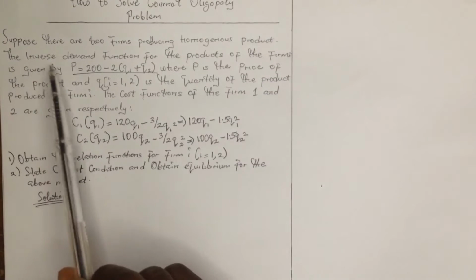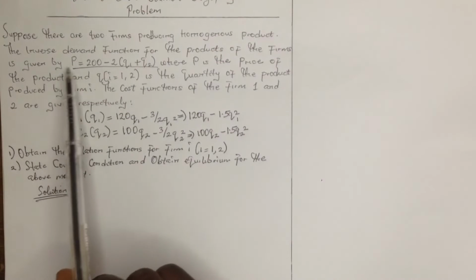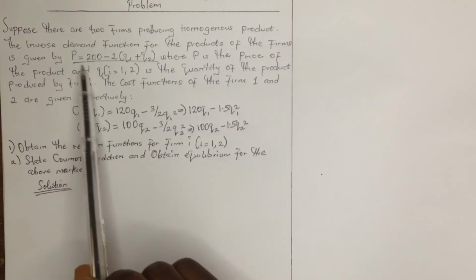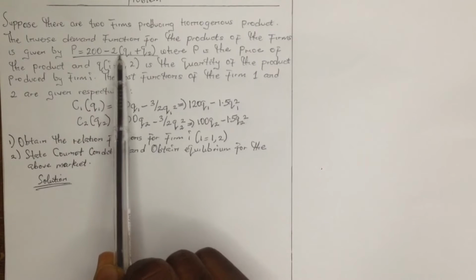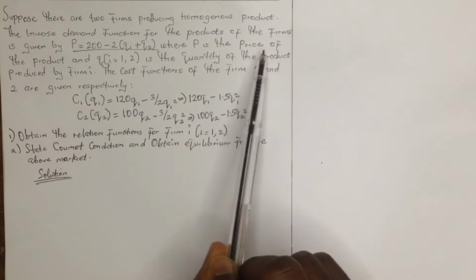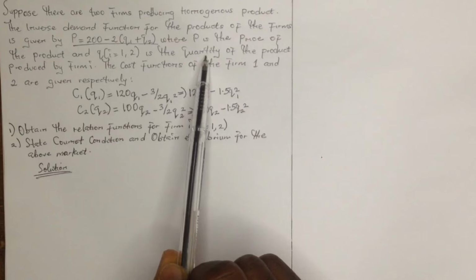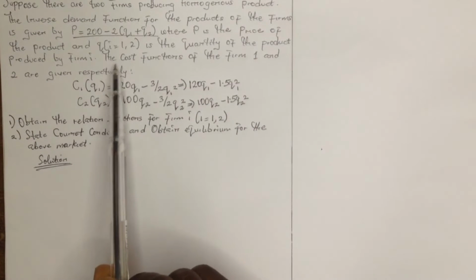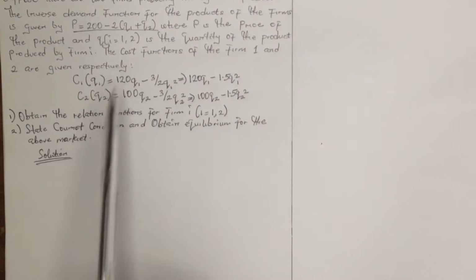Today's video looks at how to solve the Cournot oligopoly problem. Suppose there are two firms producing homogeneous products. The inverse demand function is P equals 200 minus 2(Q1 plus Q2), where P is the price of the product and Q is the quantity produced by each firm. The cost functions of firm 1 and firm 2 are given respectively.